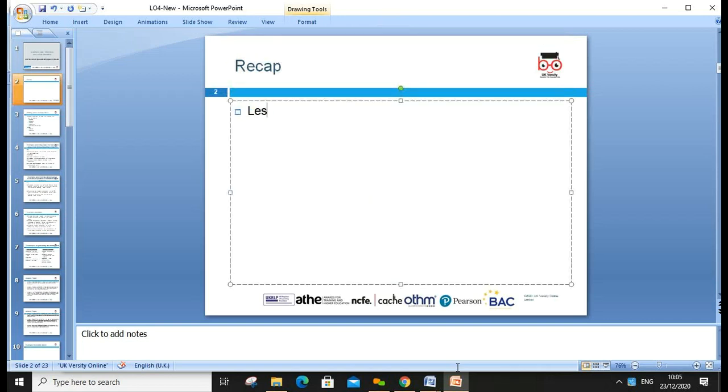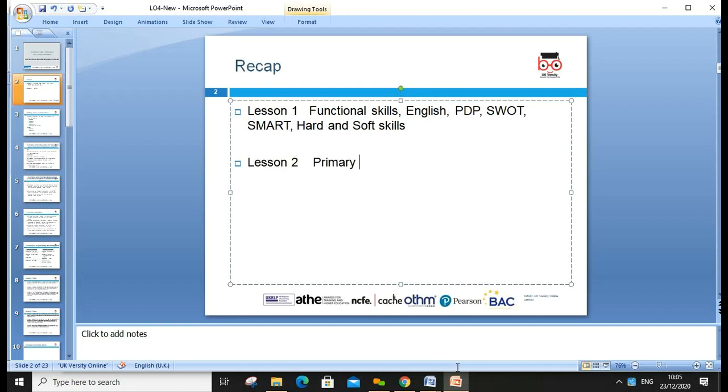Recap. So lesson 1, we learned about functional skills. Anybody remember anything from lesson 1? English, we discussed PDP, we discussed SWOT, we discussed SMART objectives, we discussed hard and soft skills. Okay, lesson 2, what did we learn in lesson 2? We discussed primary and secondary research.